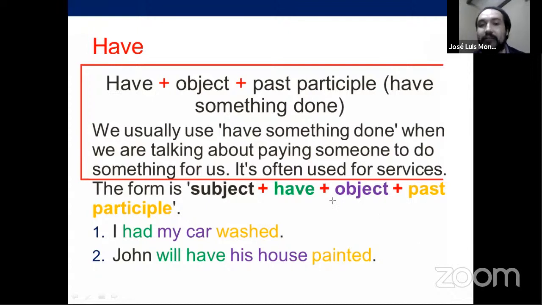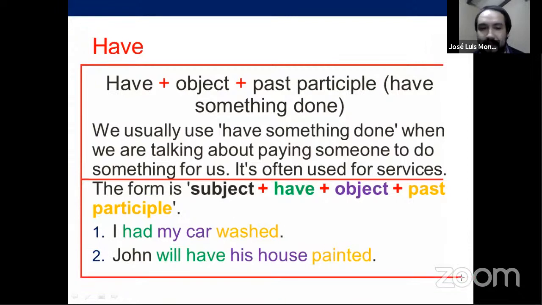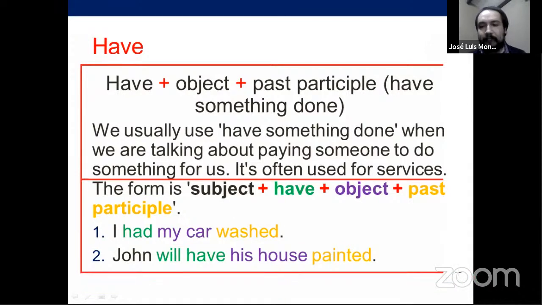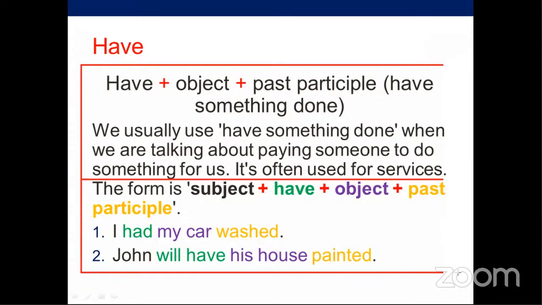Now, as we said with Lourdes, object can be a person, object can be a real object, object can be the name of something, for example, the house, or object can be the pronoun, right? It, them, etc. Now, let's read the formula, but the complete formula this time for the examples. And the two examples, please, Sharai. The form is subject plus have plus object plus past participle. Number 1, I have my car washed. Number 2, John will have his house painted.